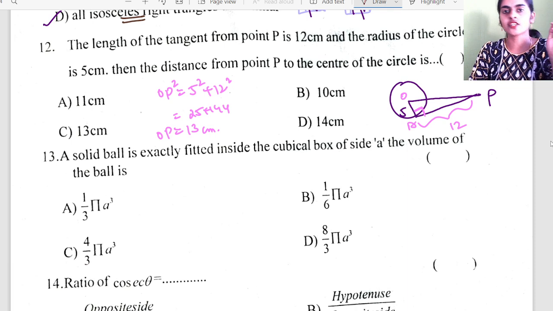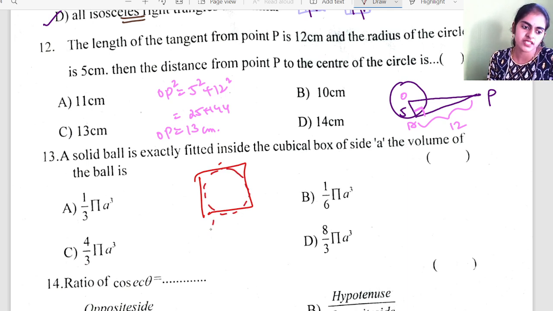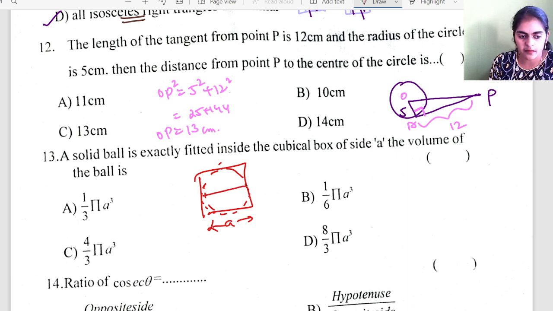exactly fitted inside the cubical box. So there is a solid ball which is exactly fitted inside a cubical box. So side of the box is A. The volume of the ball. Ball is spherical in shape. Now it is completely fitted in the cubical box. So can you tell me what is this? It is diameter, and diameter is also equal to A. If the side is A, diameter is also equal to A.